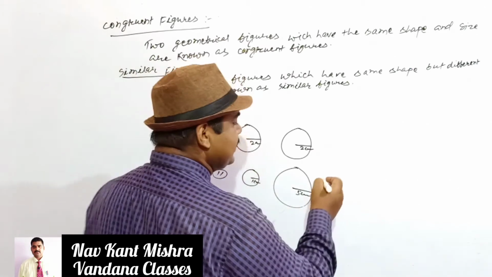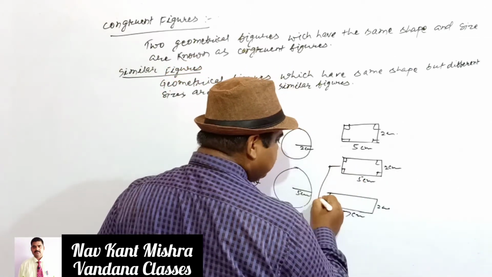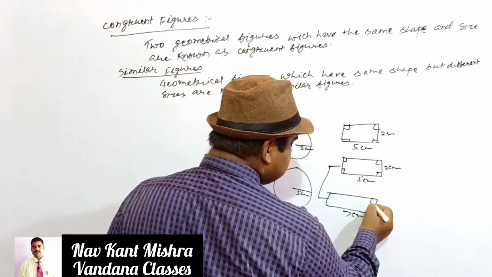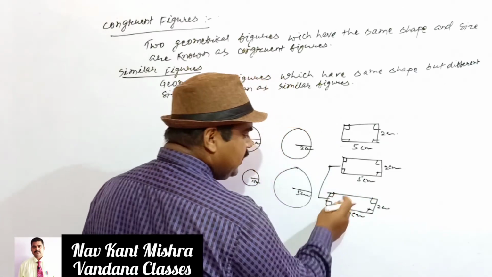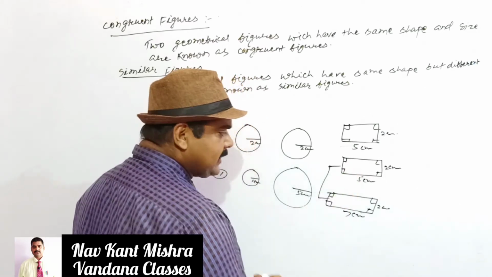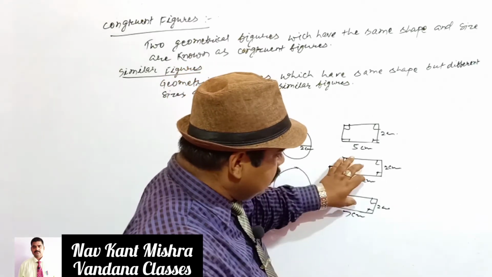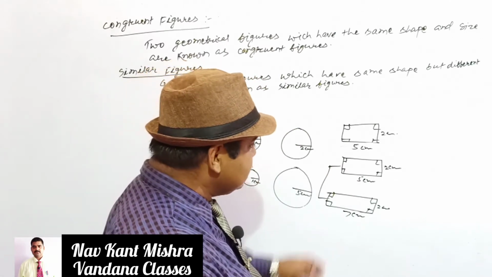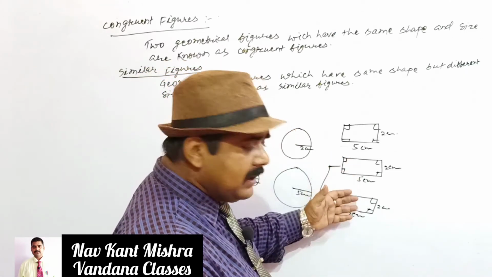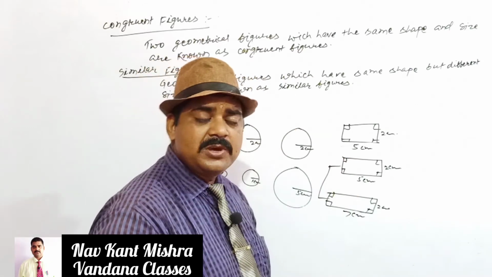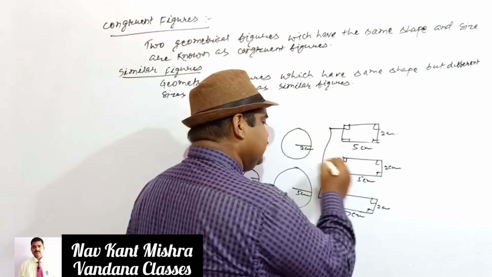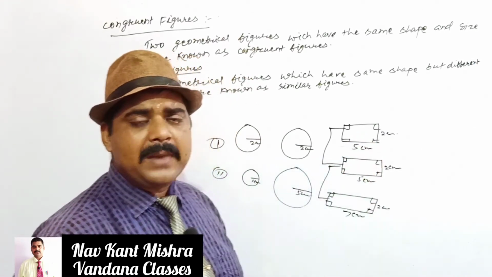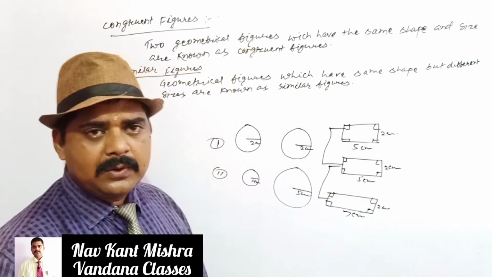One more example, if you compare these two, you can say that both have a similar shape because both are rectangles. However, both are not congruent because their adjacent sides are different. And this is why these two rectangles are known as similar rectangles, and these two rectangles are known as congruent because their shape and sizes both are equal.